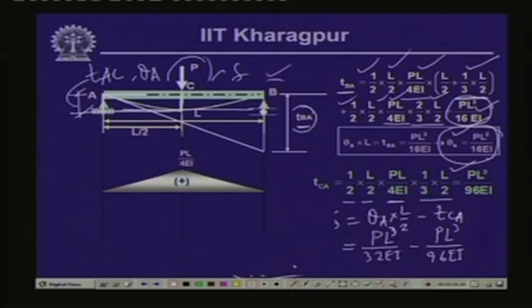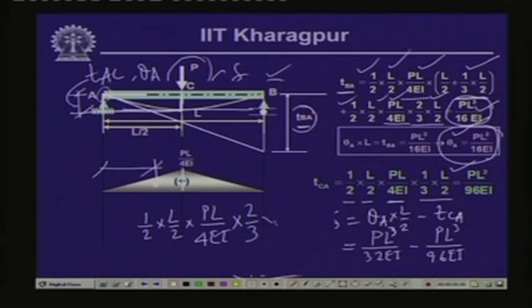What we can do is find the moment of this particular part of the bending moment diagram, which is between A and C, and taking the moment of the M by EI diagram about A will give us the value of the deflection. If we do that, the moment of this diagram is half times L by 2 times PL by 4 EI, which is the area, multiplied by the distance of the CG from this end, which is 2/3 of L by 2. So, this gives us PL cube by 48 EI.